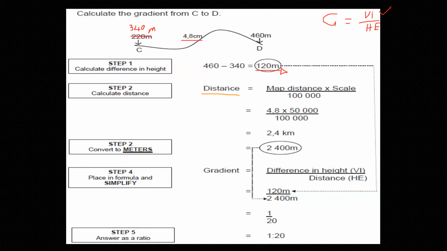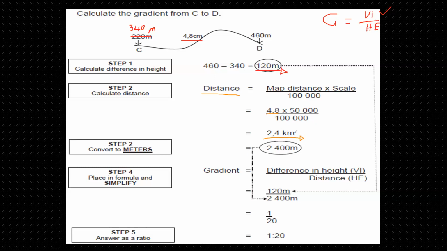So our distance formula, we write it down to show that we know what we're doing. So we put map distance times your scale all over 100,000. You take down the 4,8, which is your map distance. You times that by 50,000, that is your scale of your topographical map. And you put that all over 100,000. That will give you an answer of 2,4 kilometers.